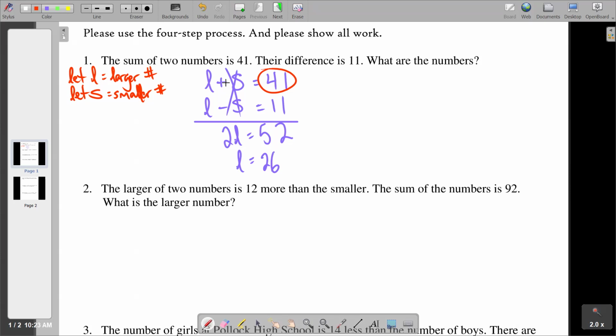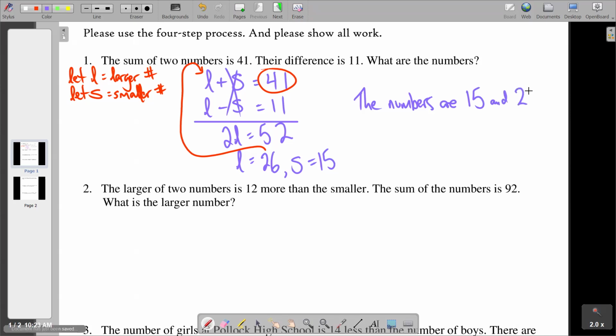The answer is 15. Or you could do it all conventionally and classically and think of it as actually plugging 26 in. But in a simple case like this, I have no issues with just some good old fashioned mental math. So S is obviously 15, because that's the only way they could add together to make 41. And then we'll answer, we'll say the numbers are 15 and 26. Done. Period.